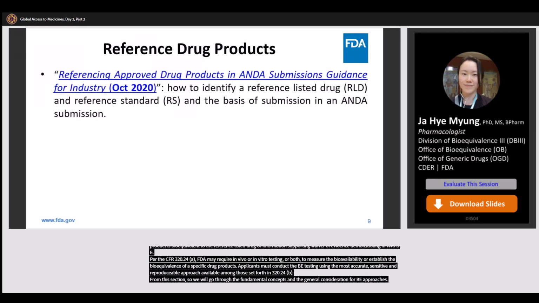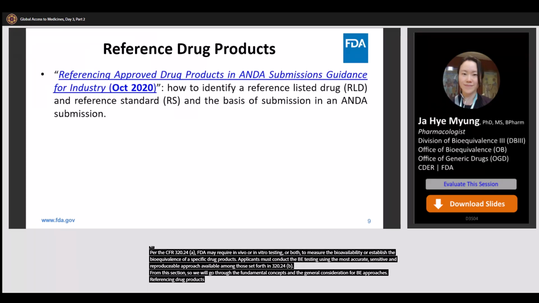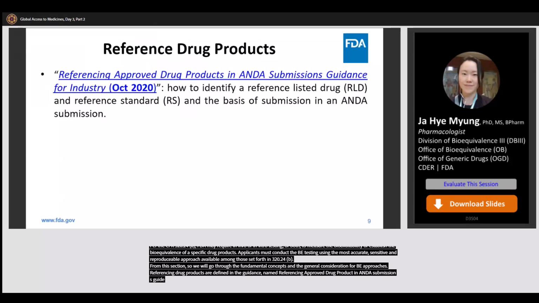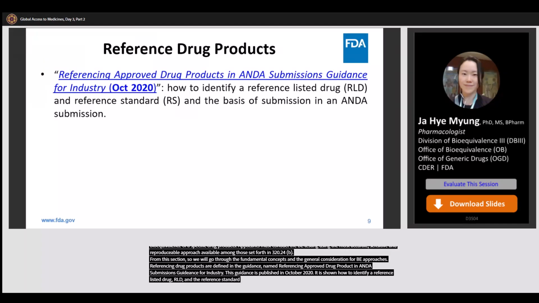Referencing drug products are defined in the guidance named Referencing Approved Drug Product in ANDA Submission Guidance for Industry. This guidance was published in October 2020. It shows how to identify a reference listed drug (RLD), the reference standard (RS), and the basis of submission in an ANDA submission.